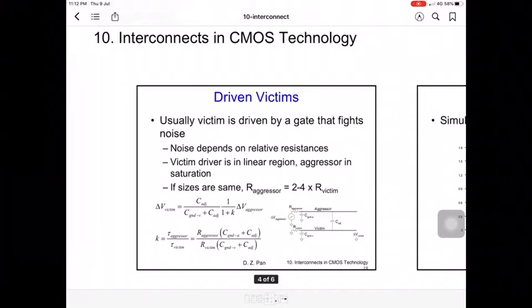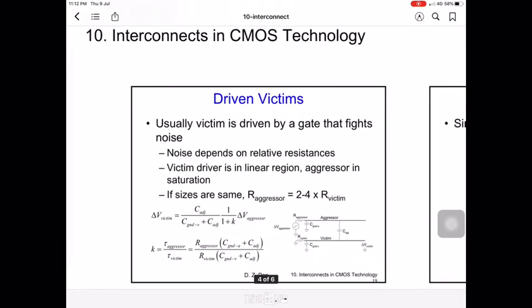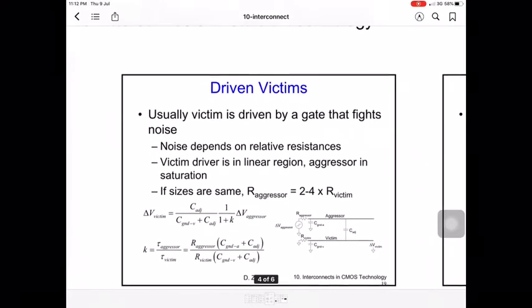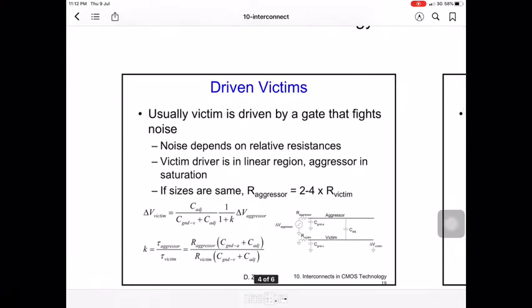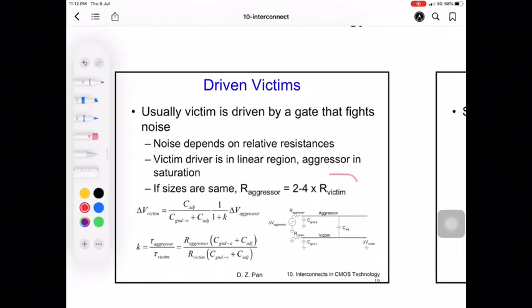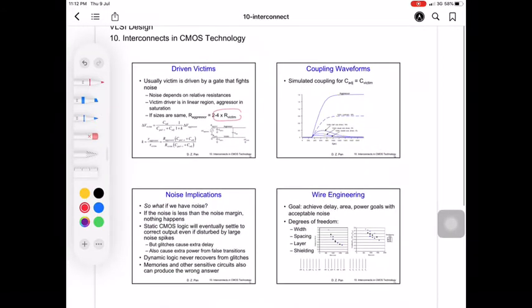The driven victim. Usually the victim is driven by a gate that fights noise. The noise depends on relative resistances. If the victim driver is in the linear region, then the aggressor is in saturation. And if the sizes are the same, the aggressor's resistance is 2 to 4 times more than the resistance of the victim.